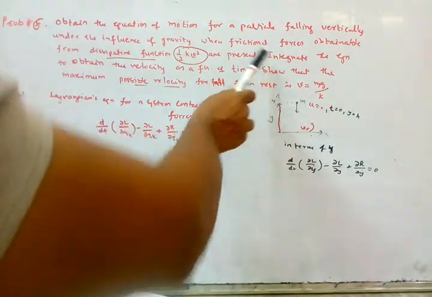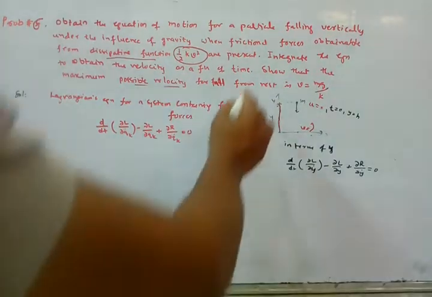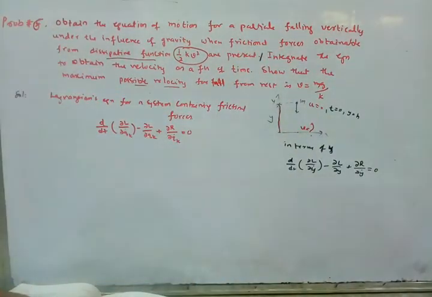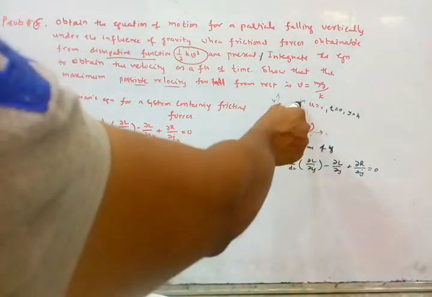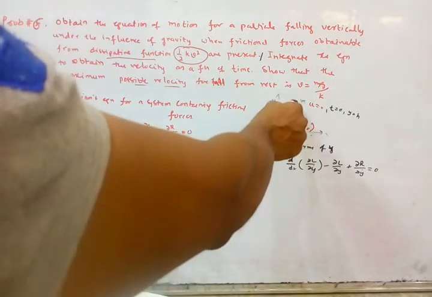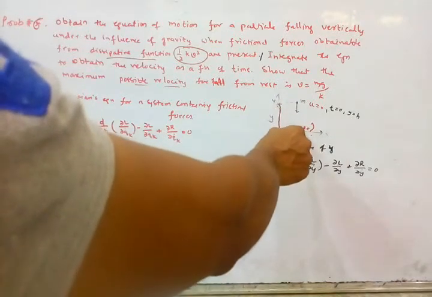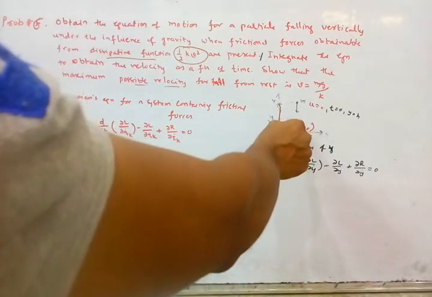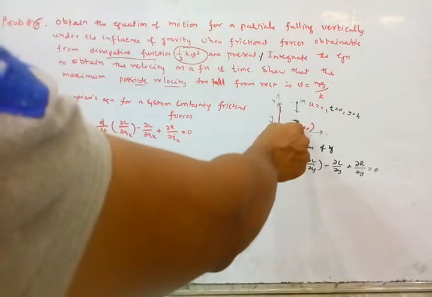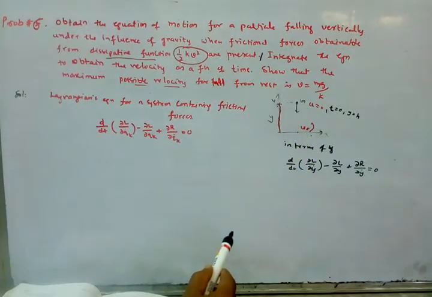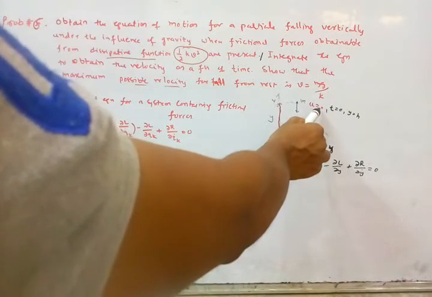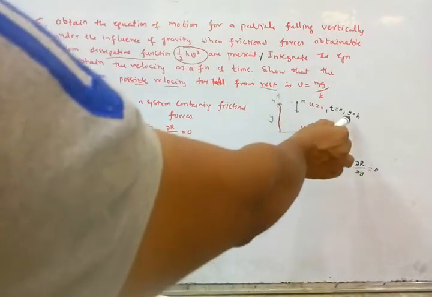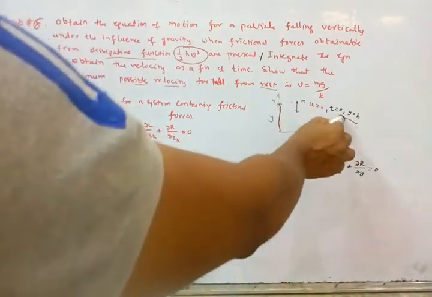So up to now we complete the first part, then we go to the second part. See, this is the xy axis. This is the mass of the particle m. It is falling from a height y with frictional forces of the form kV squared. At time t equals 0, the initial velocity u is 0. It is falling from rest. The maximum height is h.